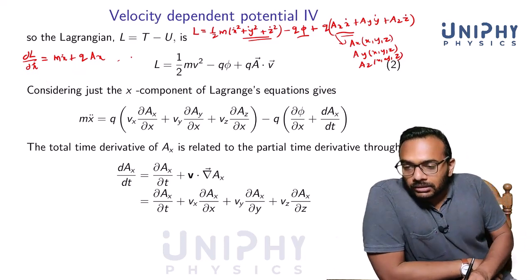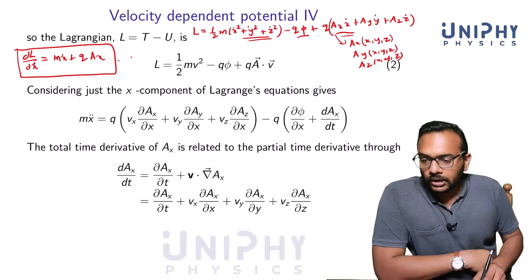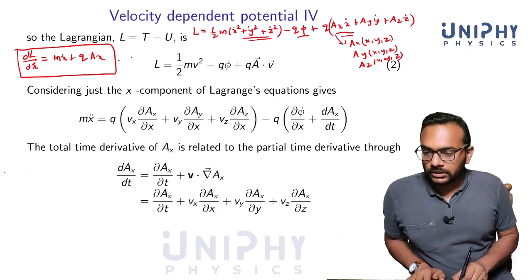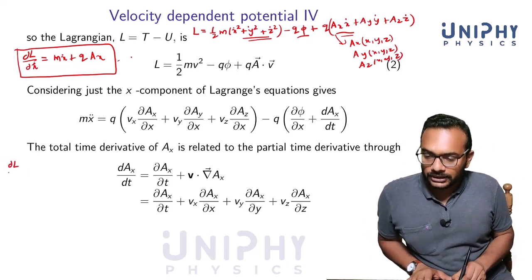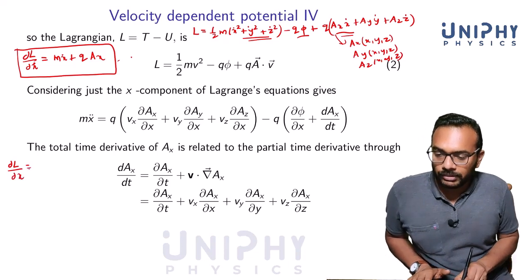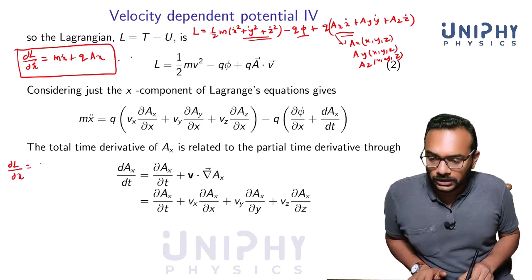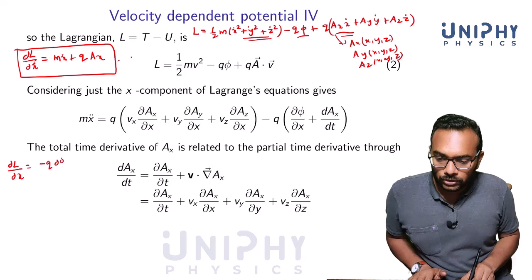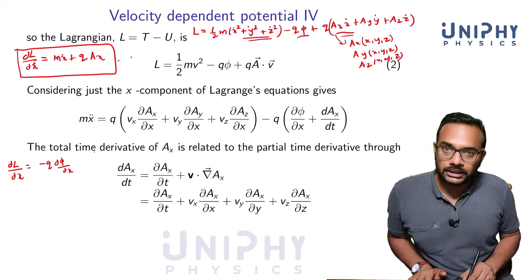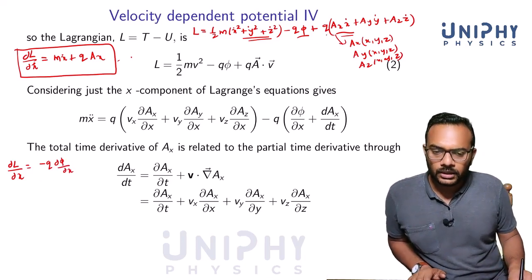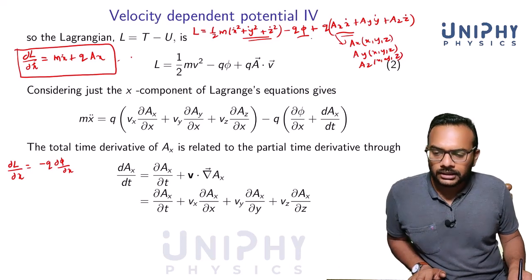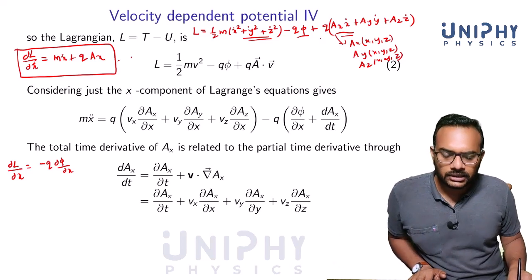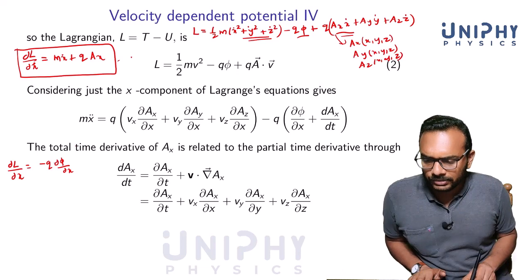So this is ∂L/∂ẋ, and now let's write ∂L/∂x over here. Just to save space, ∂L/∂x is equal to minus q ∂φ/∂x. It may be convenient to write it separately.